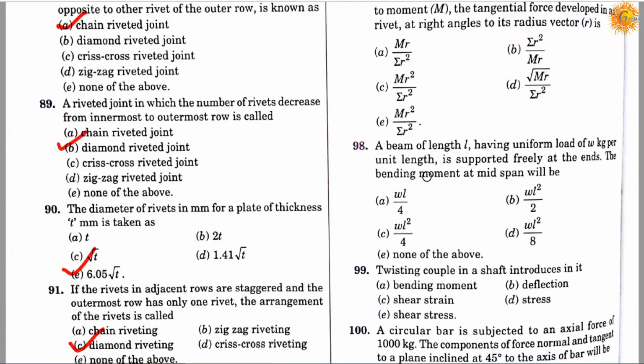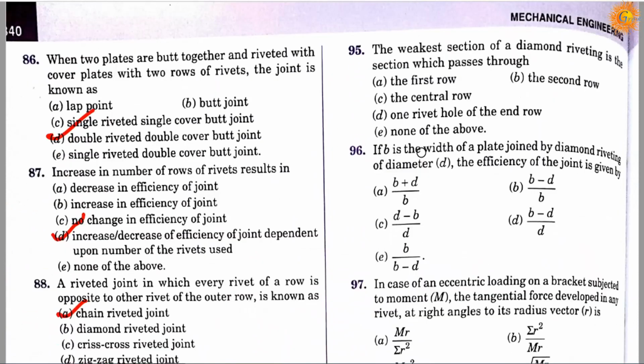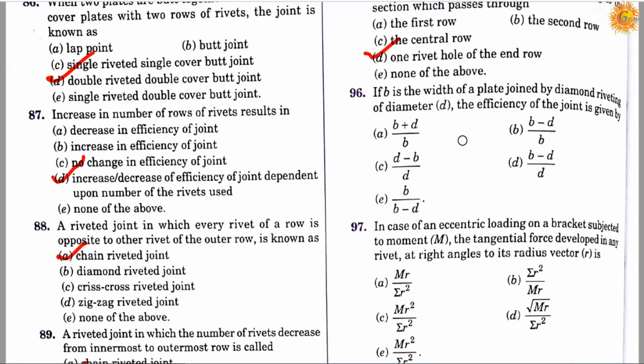Question number 95. The weakest section of a diamond riveting is the section which passes through: option A the first row, option B the second row, option C the central row, option D one rivet hole of the end row, and option E none of the above. Correct answer is D, it will be one rivet hole of the end row.